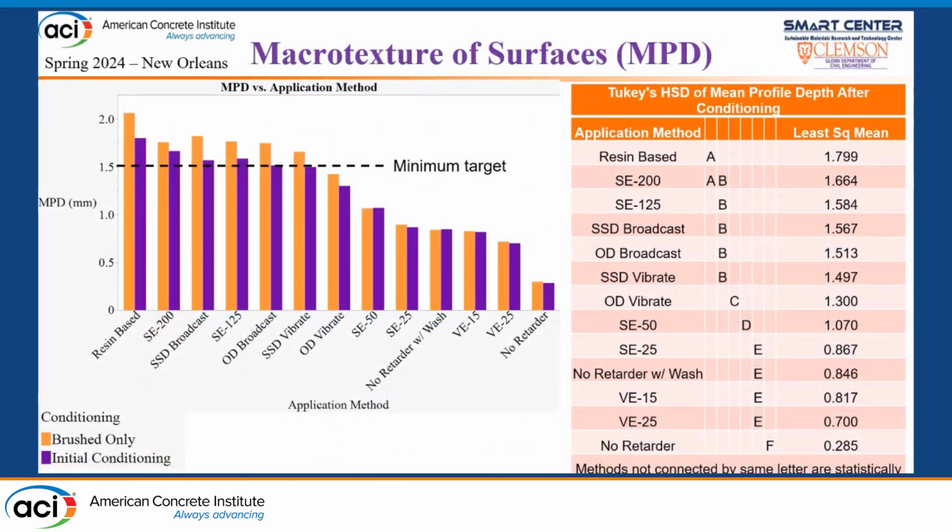Then we looked at doing laser texture scans on these surfaces just to better characterize their profile depth. We set a minimum target of 1.5 millimeters of the distance between our peaks and troughs. And we found that our resin-based system still again performed the best, and that 200 retarder, or highest grade retarder, performed second best, being statistically comparable to the resin-based system, but also being statistically comparable to our broadcast and our second highest grade retarder. Just kind of indicating that they're similar but not the same.